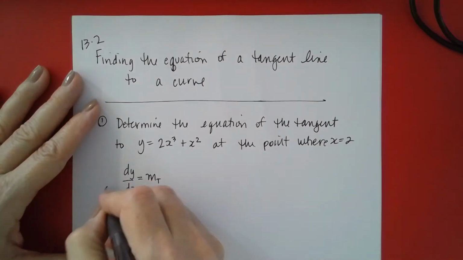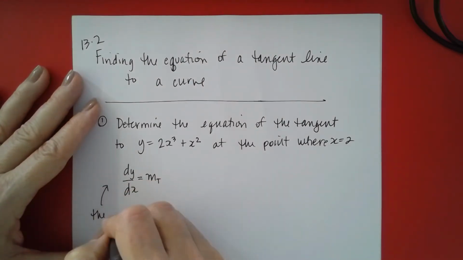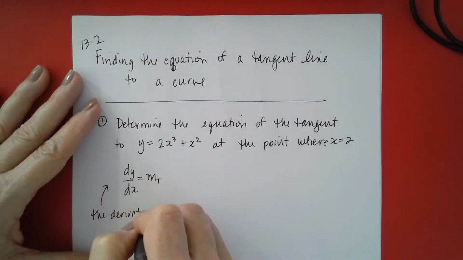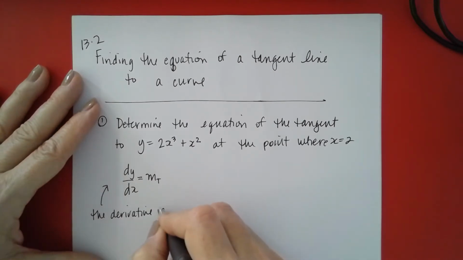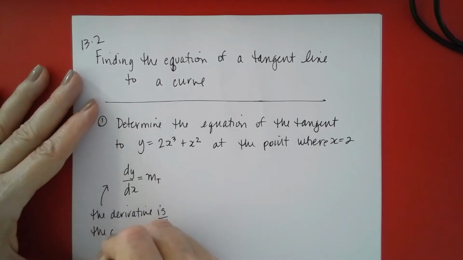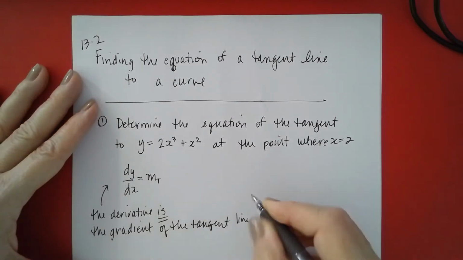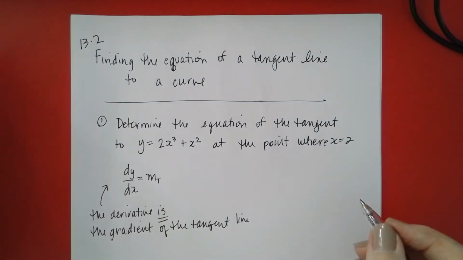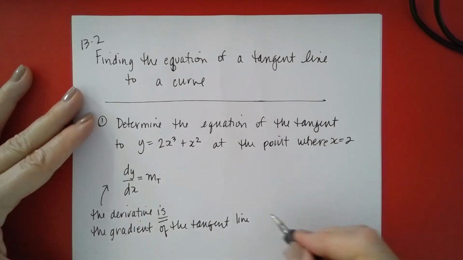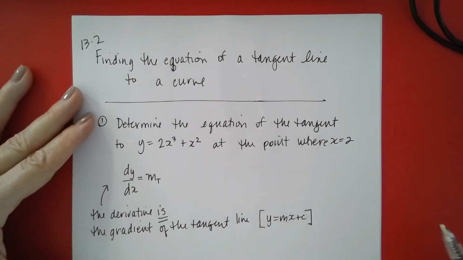Let's write that down. The derivative is the gradient of the tangent. Hey, what do lines look like anyway? What am I even going for here in the equation department? Is that all right? Something like that?